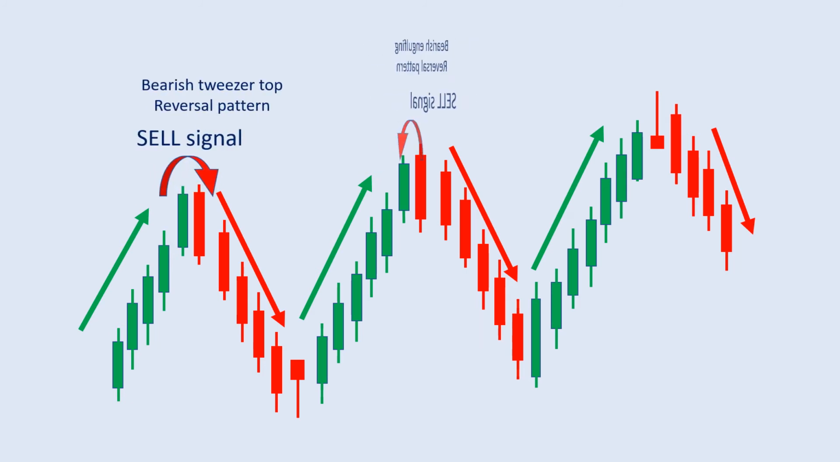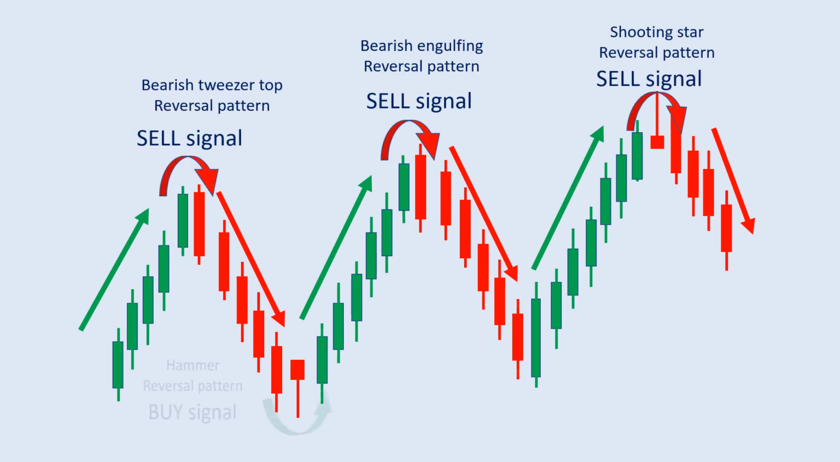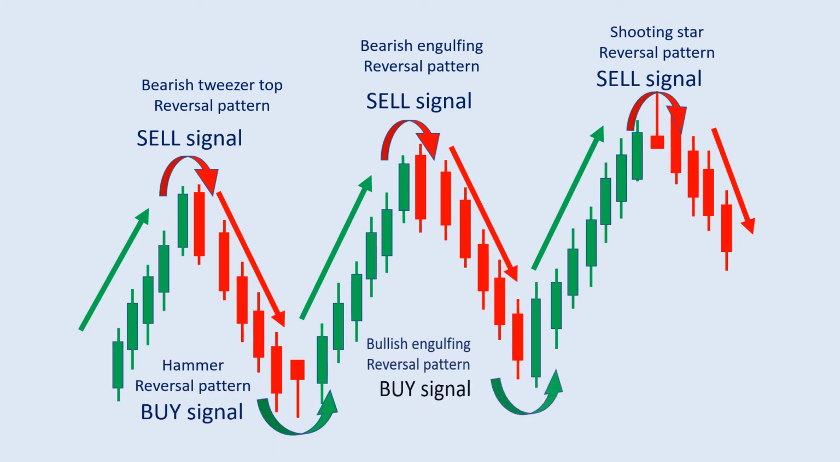This is to sell shares, and this is a buy signal. The sell signal was due to bearish tweezer top, bearish engulfing and shooting star, and the buy signal was due to hammer and bullish engulfing.